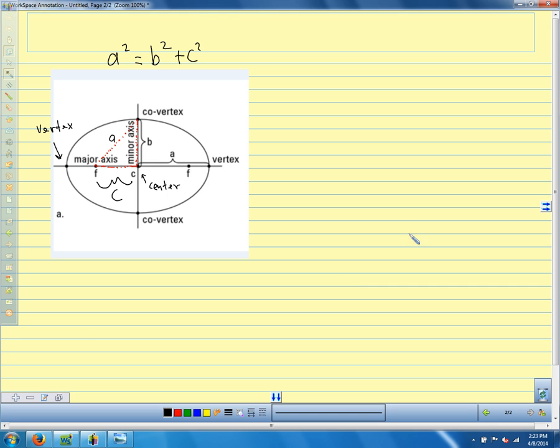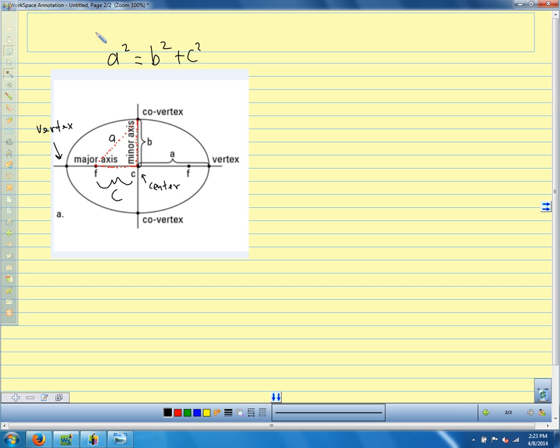A couple of other things about our ellipse before we write our equations. The center is at the midpoint of the segment that joins the foci, so it's halfway between the two foci. The center is halfway between the two vertices, or halfway between the two co-vertices. So we can find the center of our ellipse in several different ways: using the co-vertices, using the foci, or using the vertices.